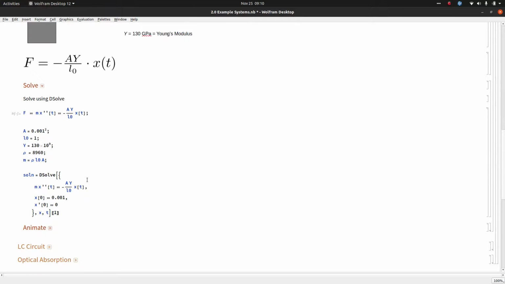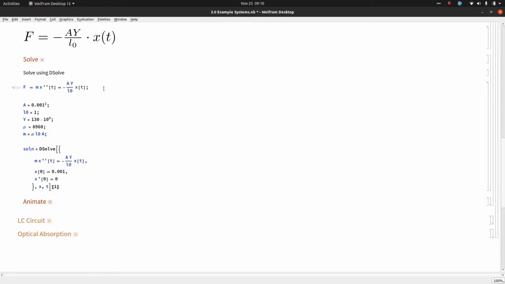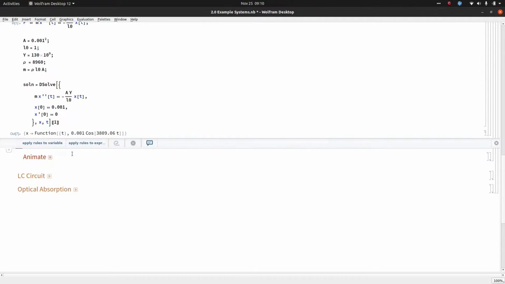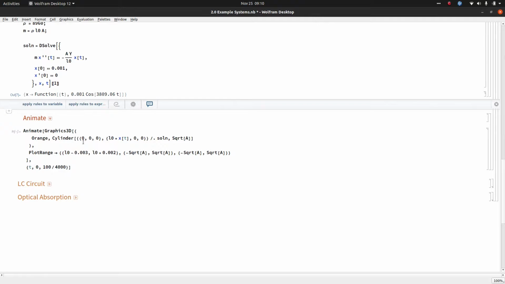Again, you're going to see a pattern here if you haven't already. We can write down our force equation. We can define our constants. We can use dsolve to solve the force equation by plugging in the force equation and giving some initial conditions. If we hit Shift-Enter, you can see what the solution is. We can set up an animation for that. Again, I will pause here in case anybody wants to stop the video and copy the code down and try to reproduce this on their own.